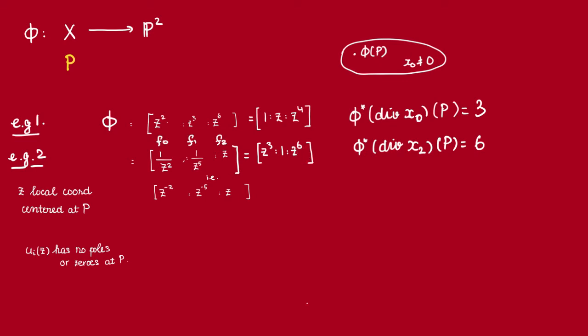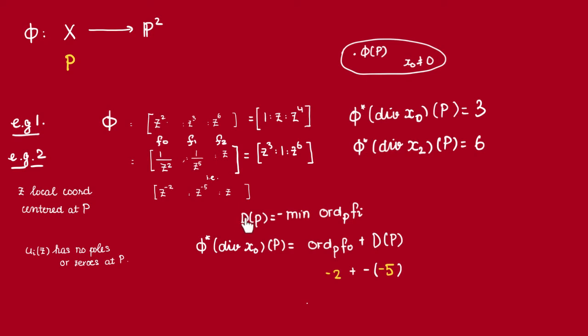Now, if we call the original component functions of phi f0, f1, f2, we want to express this in terms of the order of vanishing at p of each fi. So what's the relationship? How did we get this exponent 3? Well, we got that by dividing by z to the minus 5, right? So if we define dp to be the negative of the minimum order of vanishing at p of the fi, in this case it's going to be 5, because the minimum order of vanishing of the fi is minus 5.